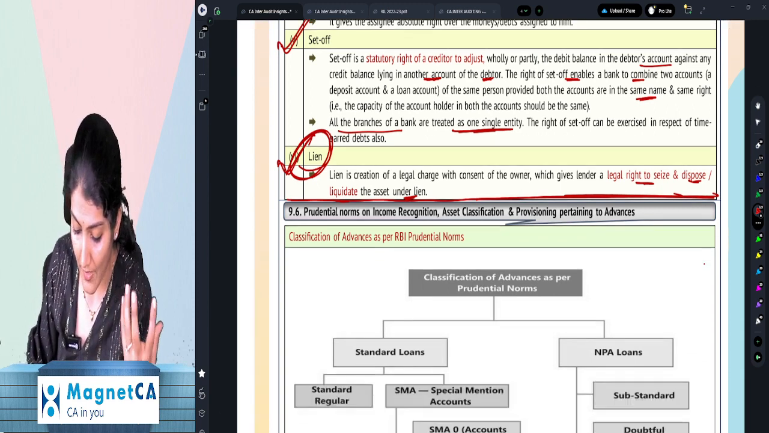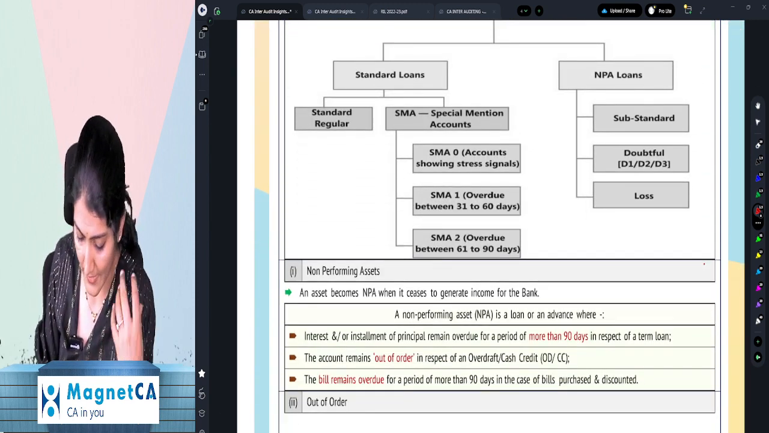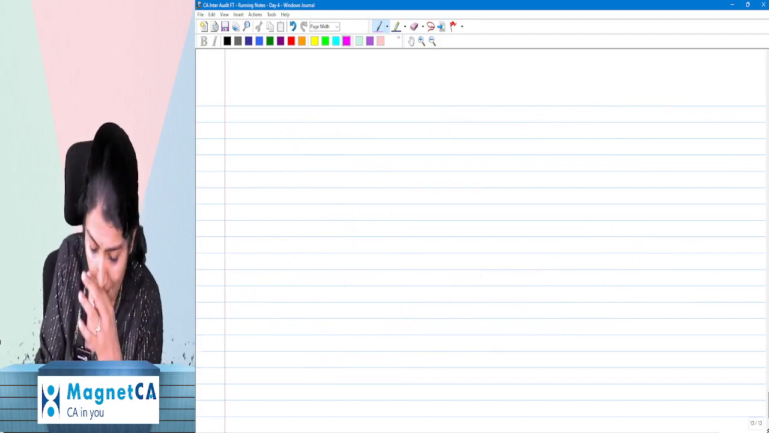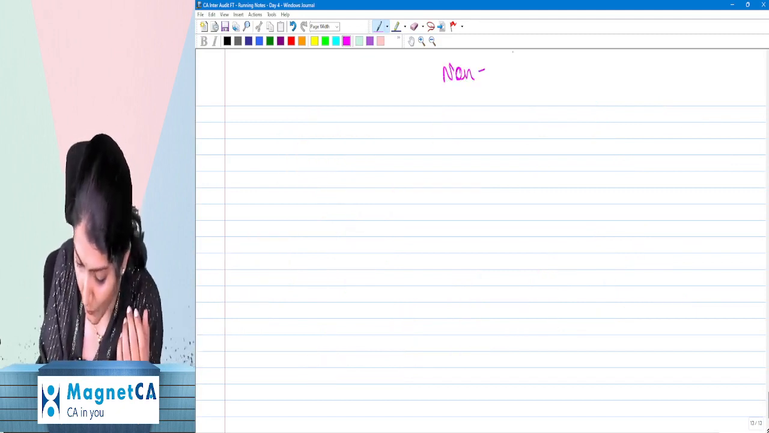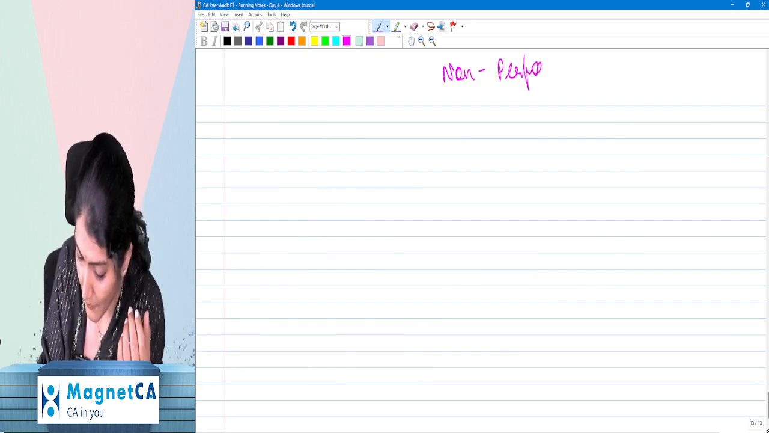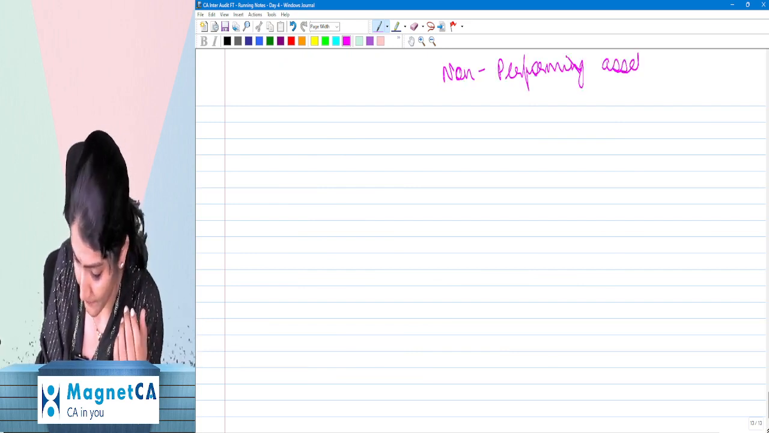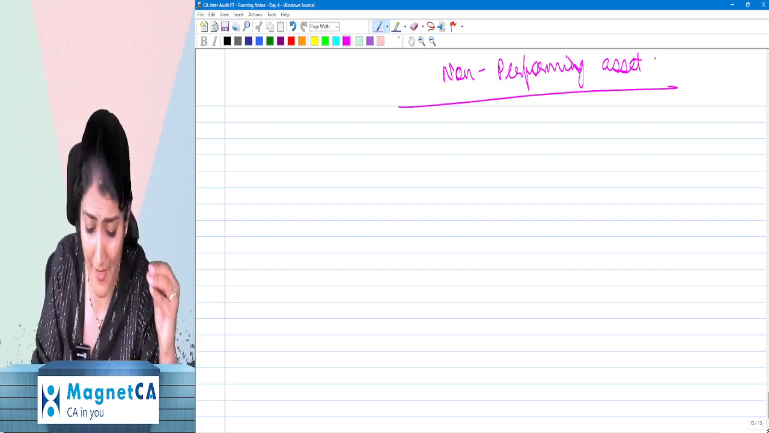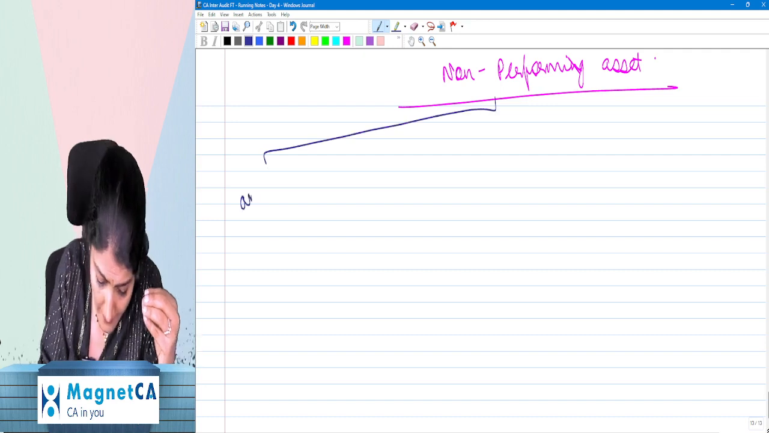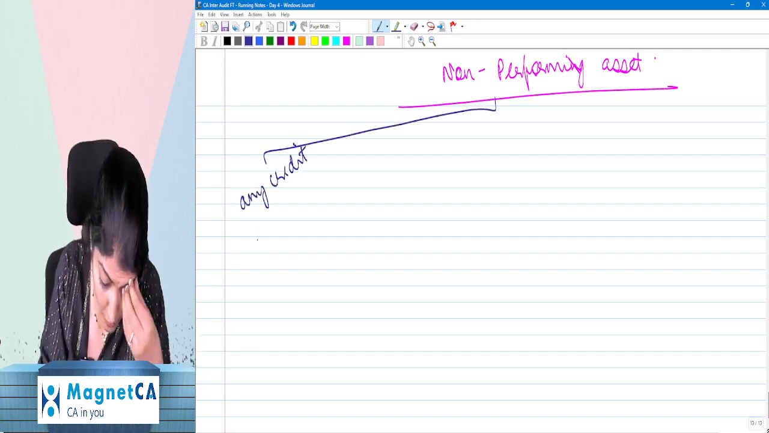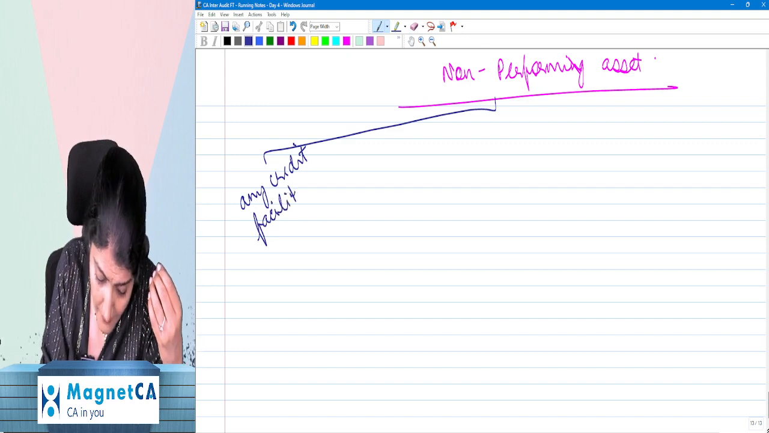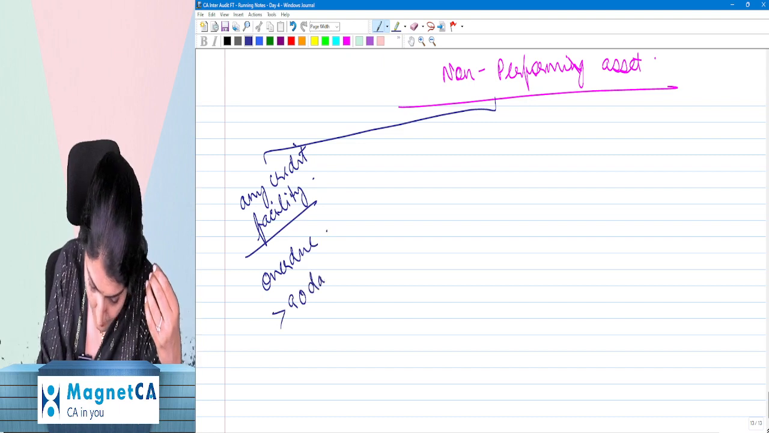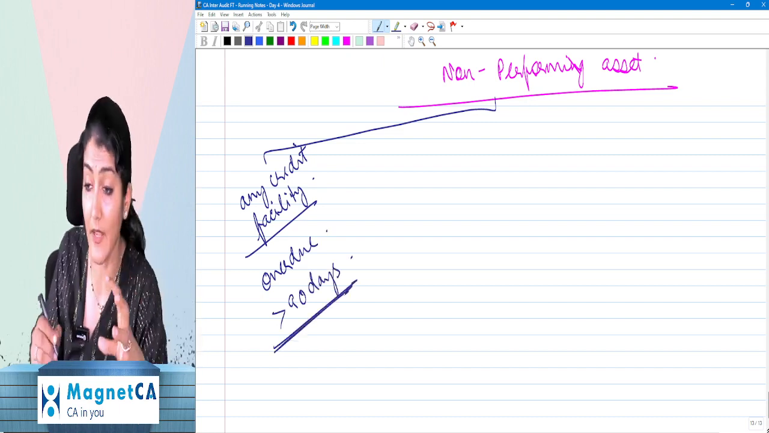And now we talk about the RBI prudential norms. In that, the first thing we are going to discuss is when does an asset of a bank become a non-performing asset? One, it says any credit facility which the borrower has availed from the bank, if it is overdue for more than 90 days, then it becomes an NPA.